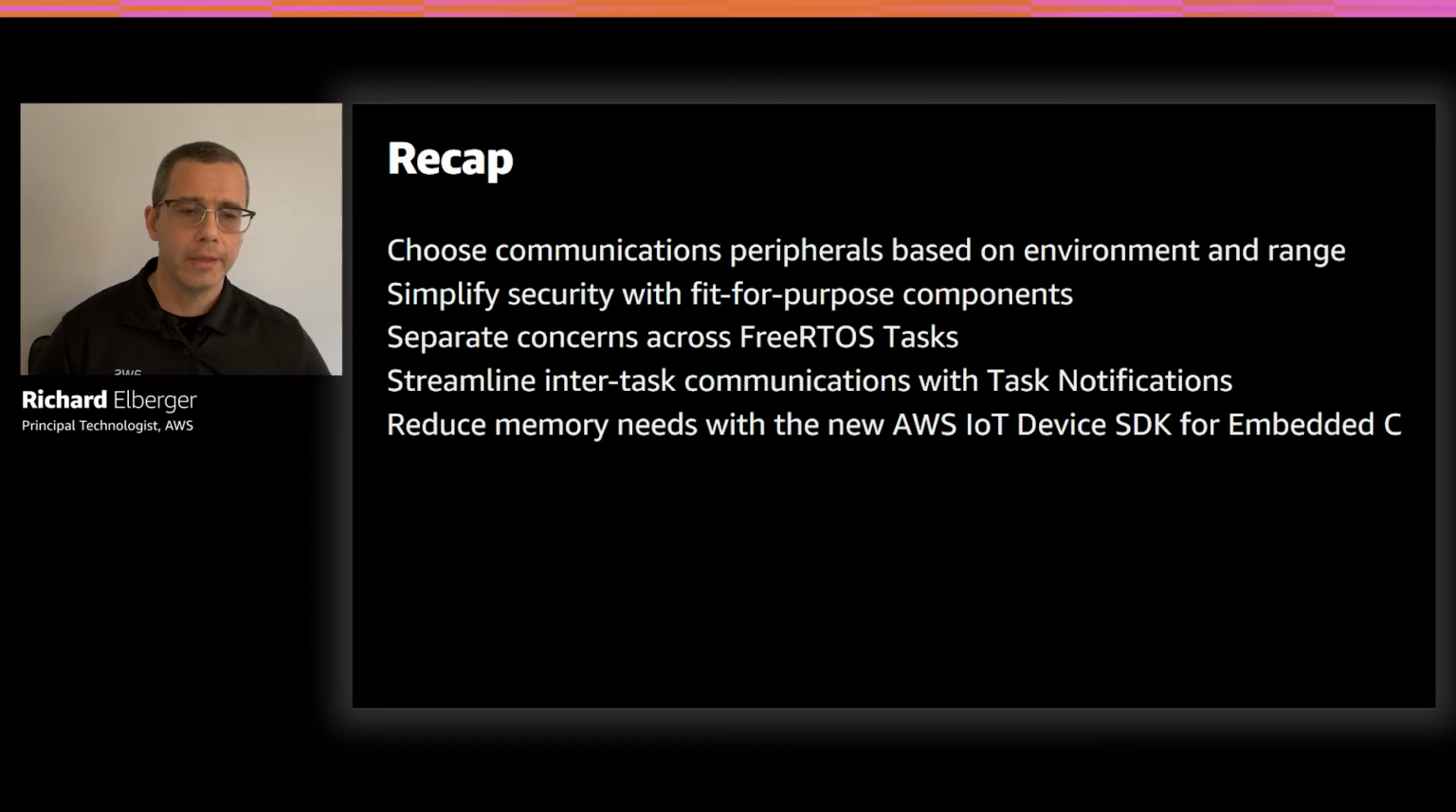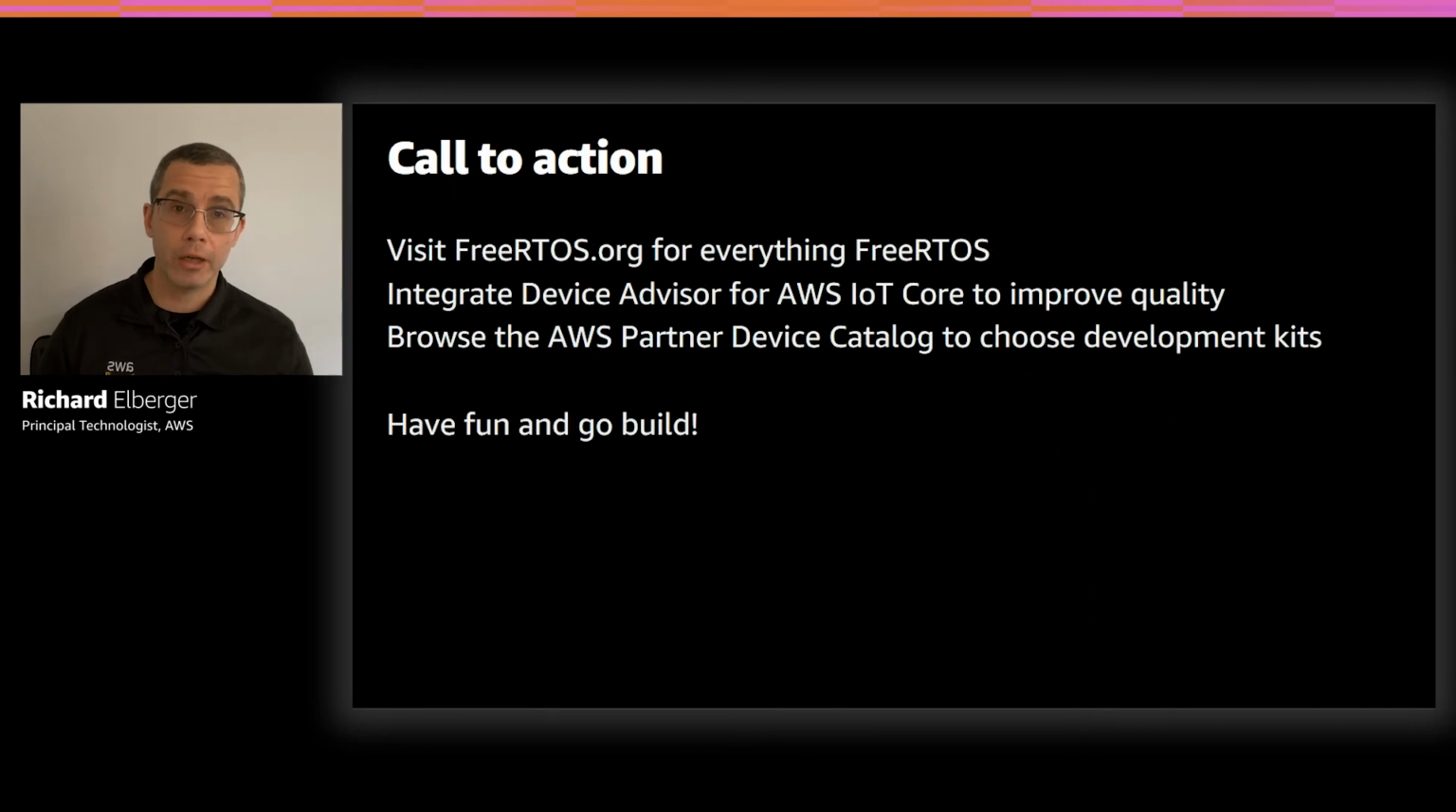All right. Your next step would be to take a deep look at freertos.org. The content has been refreshed and is really increasing. It's really cool and fun. Also, take a look at integrating Device Advisor into your integration test pipeline. This will surely reduce the amount of test code you'll need to write yourself. All right. And then much of the hardware I've shown today is available in the Partner Device Catalog. Go take a look. And of course, go build stuff and have fun doing it. That's the best part, right?